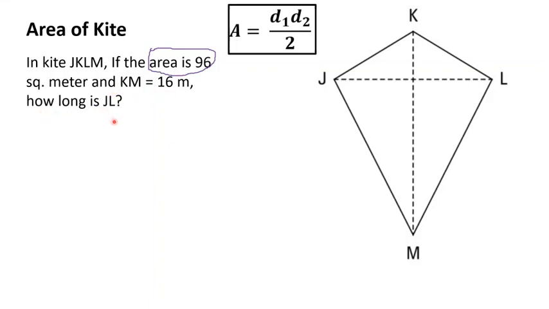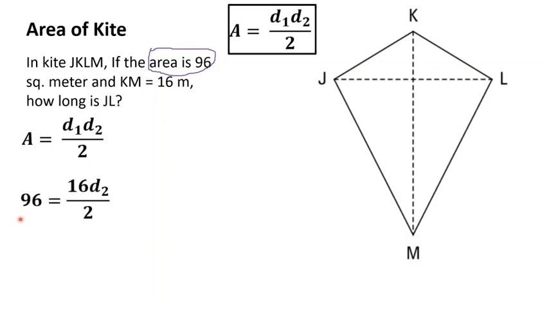How long is JL? So this time, ang nawawala ay yung isang diagonal. So still, we're going to rewrite the formula of the area of kite, which is A is equal to D sub 1 times D sub 2 over 2. So we're going to replace the value. So yung A, papalitan natin yan kasi given yung area. So that will be 96. And then D1, papalitan natin yan ng KM or 16. Or pwede rin namang D2. But this time, let's just replace D1 with 16. And then JL here, that will be our D2.